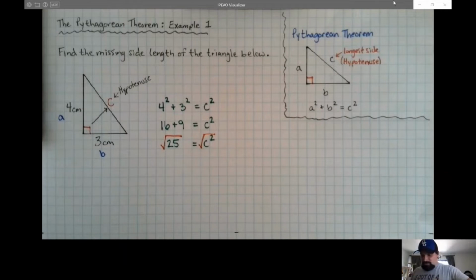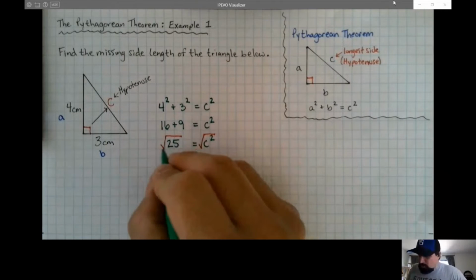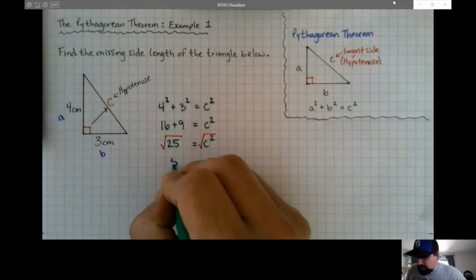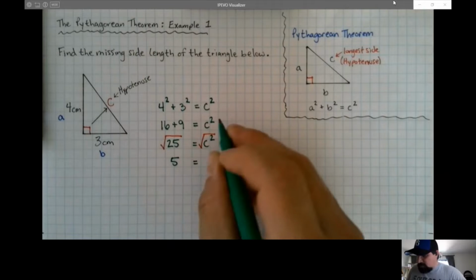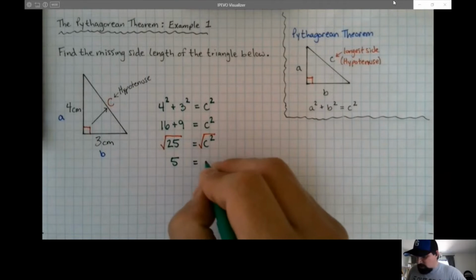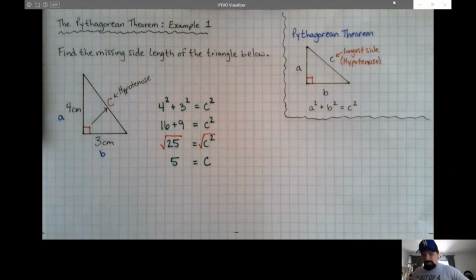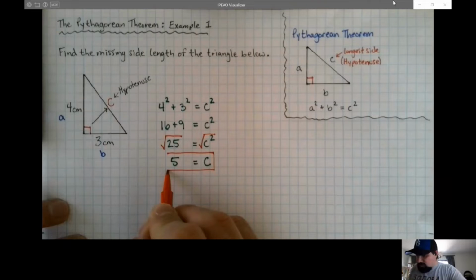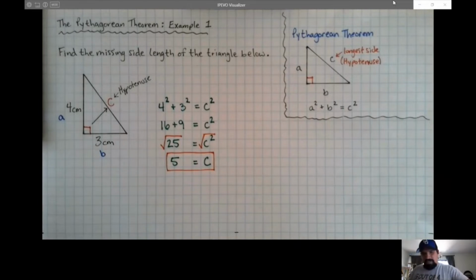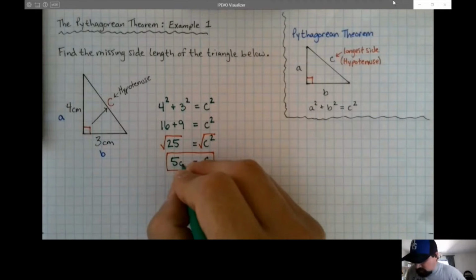Once we do that, the square root of 25 is 5, equals the square root of C squared, which is just C. And we've found our missing side length is 5 centimeters.